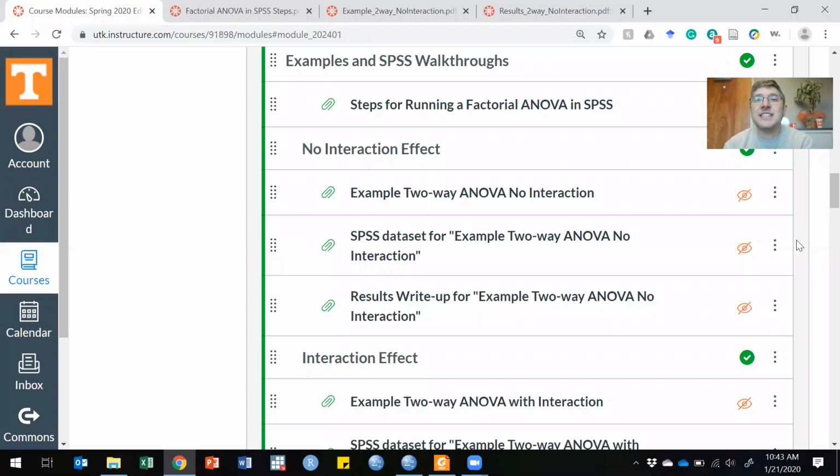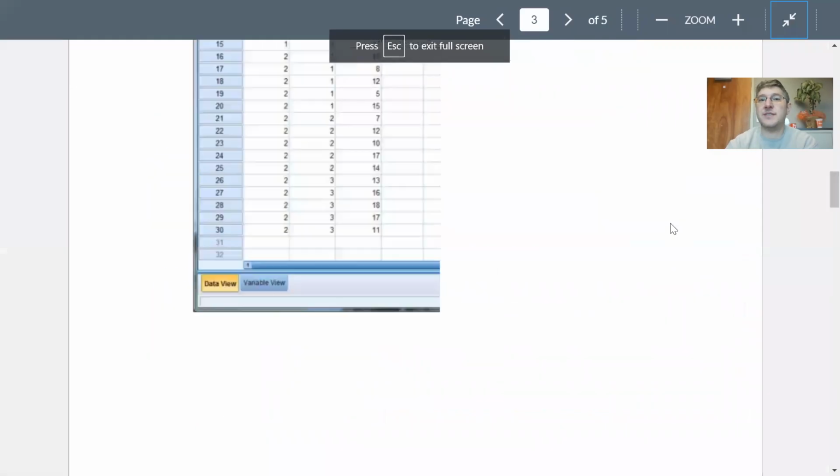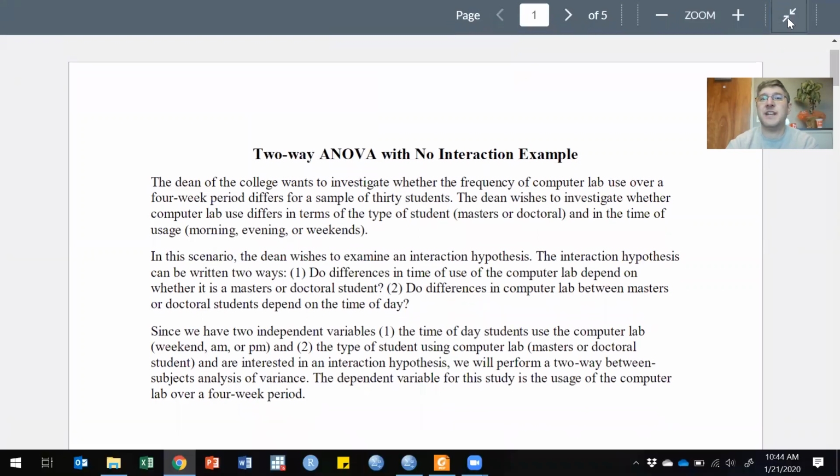Hey there, class. This is our SPSS walkthrough for Factorial ANOVA with no interaction effect. So if you go to the Canvas website, we're going to go through this example in the video, the example two-way ANOVA with no interaction effect. So you can follow along with this output here. We'll go through this example in this video.